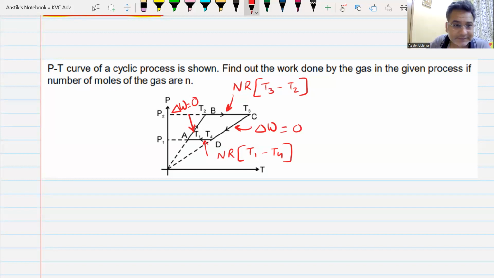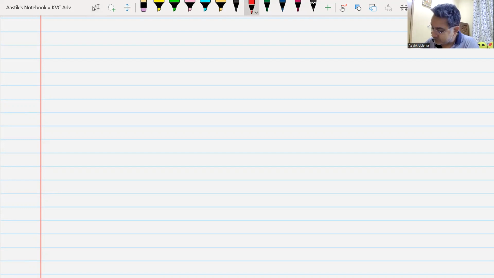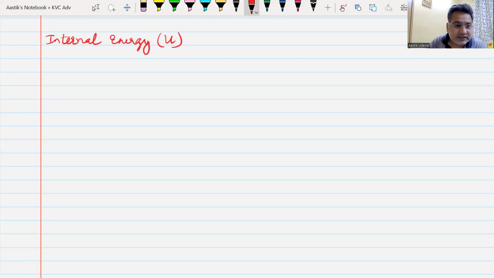Okay, we have seen delta Q, which is path dependent, depends on the process. We have seen delta W, which is path dependent, dependent on the process. Now we come to the third thing. What is the third thing? Internal energy, or the change in internal energy.